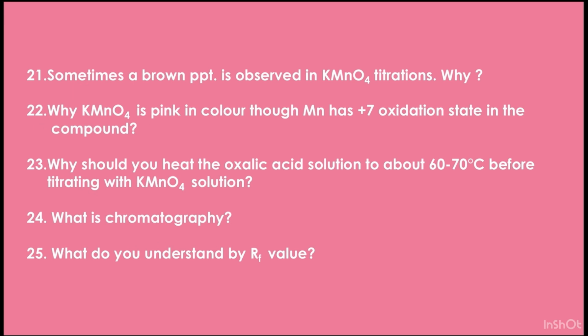Question number 22. Why is KMnO4 pink in color though Mn has +7 oxidation state in the compound KMnO4? You must have done d-d transition in the chapter coordination compounds. d-d transition gives color to the compound. For d-d transition, there has to be an electron in the d orbital of the metal, which is Mn here. But +7 means there is no electron in the d orbital. Then how can it show the color, and such an intense color?